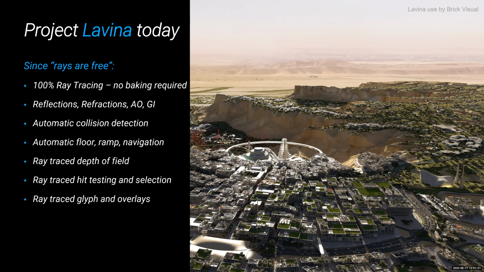Rays are free. We make use of that for a lot of things that are usually done with other approaches, from collision detection to floor and ramp detection, to even hit testing when we make selections with the mouse. We can select 10,000 objects in a microsecond through the ray tracing. It's quite nice. Also, instead of doing traditional overlays with raster, we're actually ray tracing them as well, which gives us the nice ability to actually warp things when the camera lens warps as well, something that you don't normally get when working with design applications, for example.